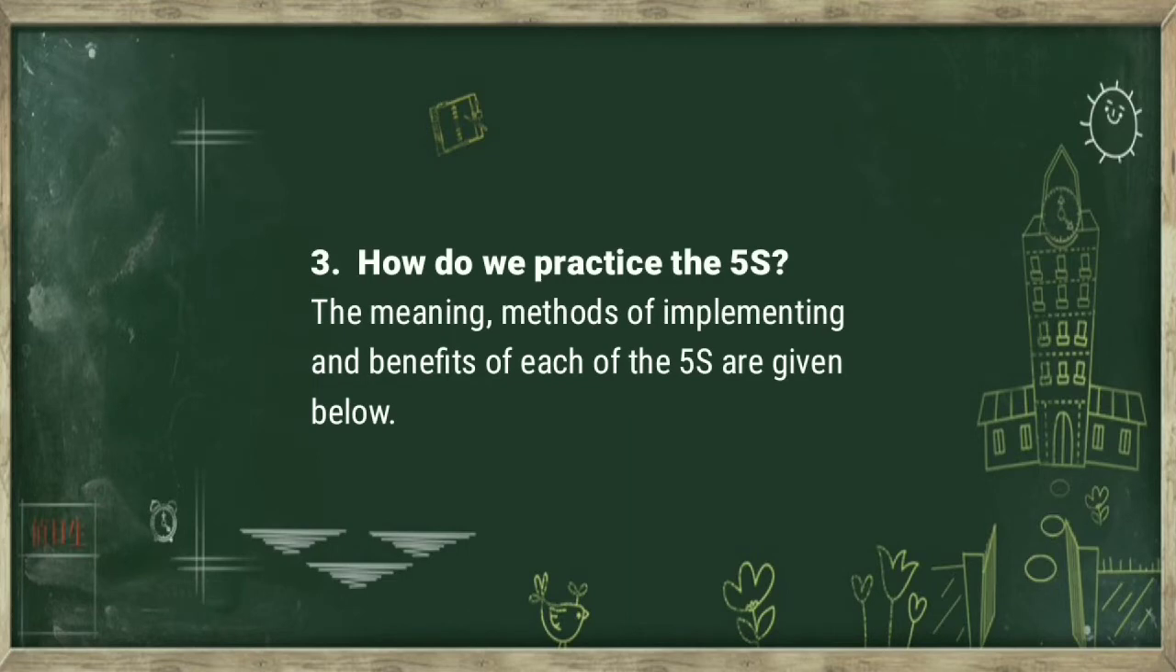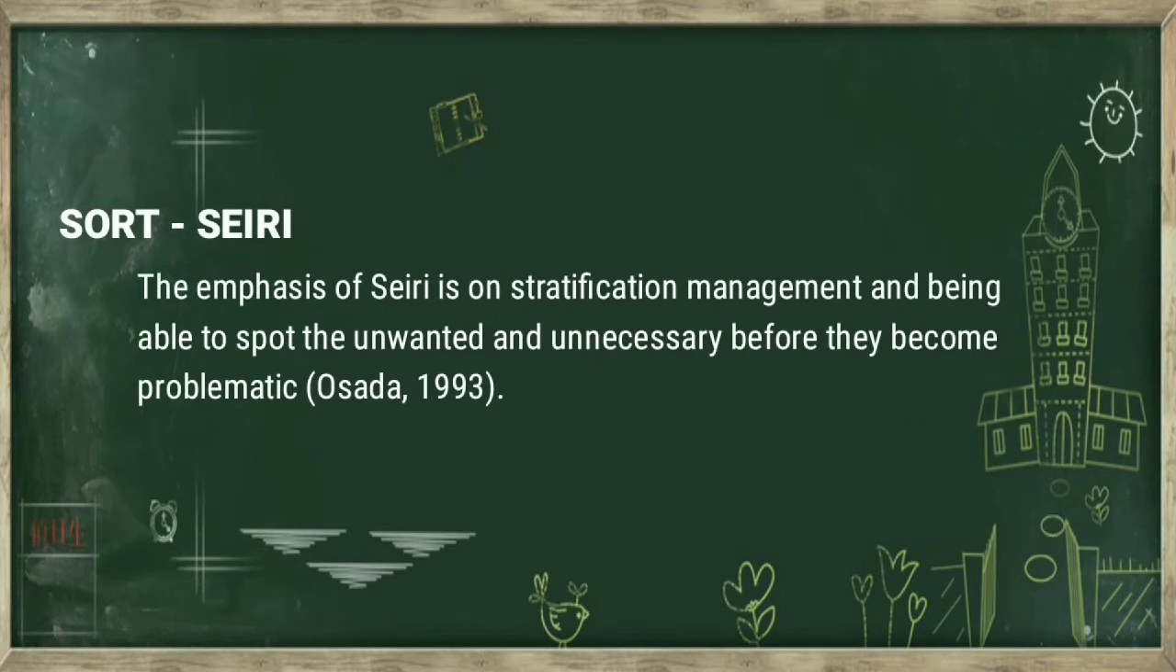So, how do we practice 5S? The meaning, methods of implementing, and benefits of each of the 5S are given. We have here first, sort, or seiri in Japanese. The emphasis of seiri is on stratification management and being able to spot the unwanted and unnecessary before they become problematic.